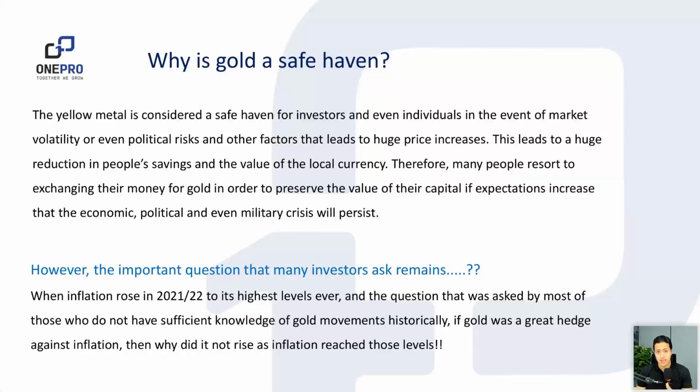Basically, in the periods of volatility, referring to gold can save you a lot of money. Not only save you money, but can also make you profits. So if you are unsure what will happen to the local currency that you're having, you can refer to gold. It will save your capital and it will store the value of your fortune and your wealth. Therefore, many people resort to exchanging their money for gold in order to preserve the value of their capital if expectations increase that the economic, political, and even military crises will persist. This happened also during the COVID-19 crisis, and we'll discuss this shortly.